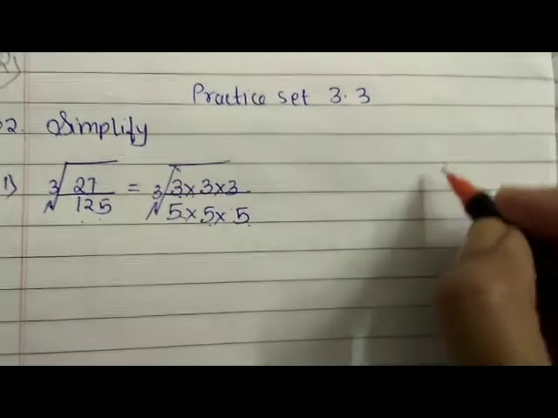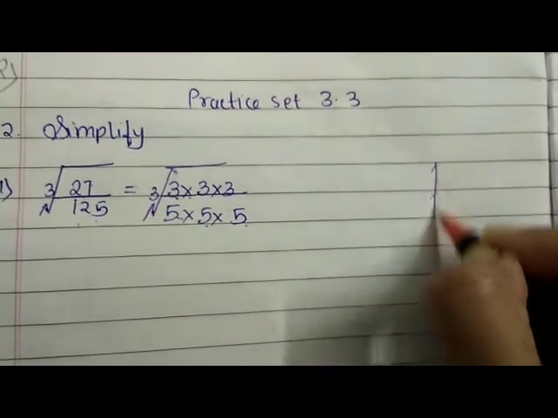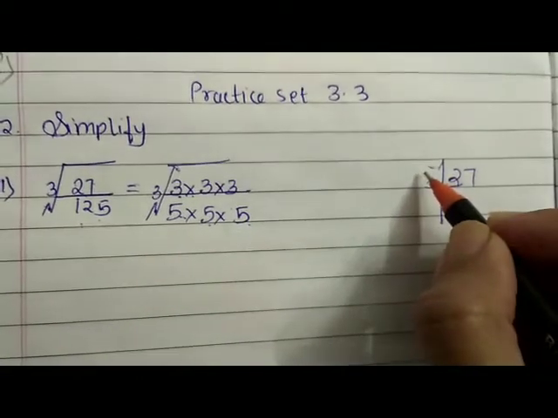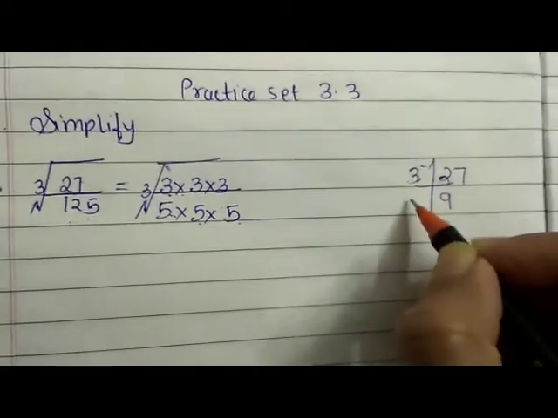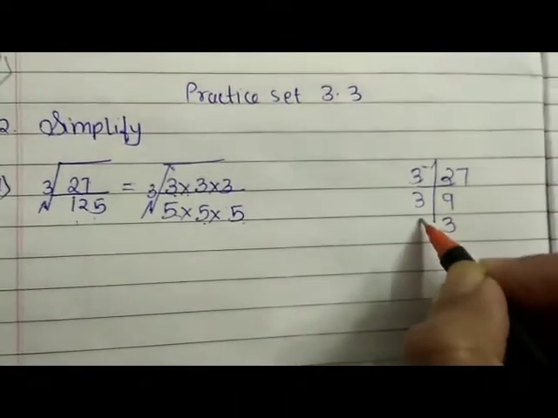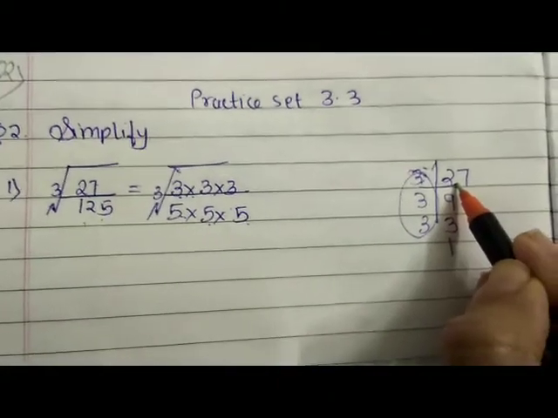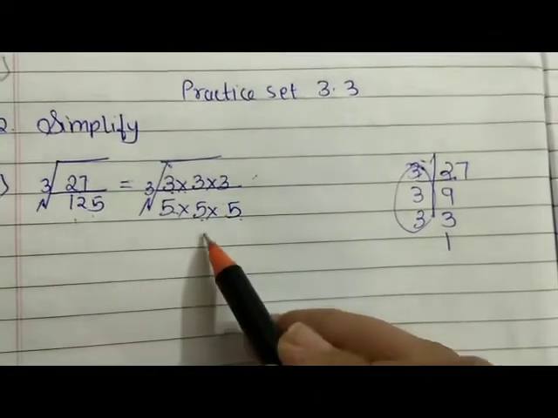There is another way of finding out the factors: you can use prime factorization, that is, you can find out the prime factors. 3 9s will give you 27, 3 3s will give you 9 and 3 1s will give you 3. So these are the prime factors of 27. So we have written the prime factors.